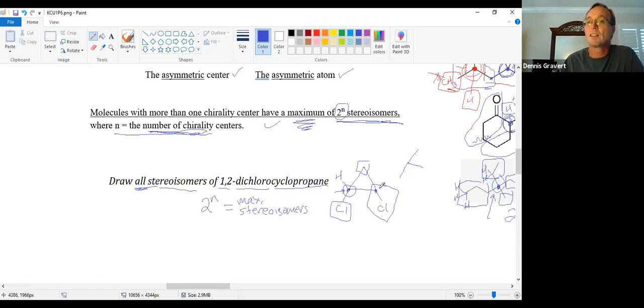If you check this one, exact same pattern. Chlorine, carbon with no chlorine, carbon with a chlorine. And this one also has the unwritten hydrogen. There's 2 chirality centers.